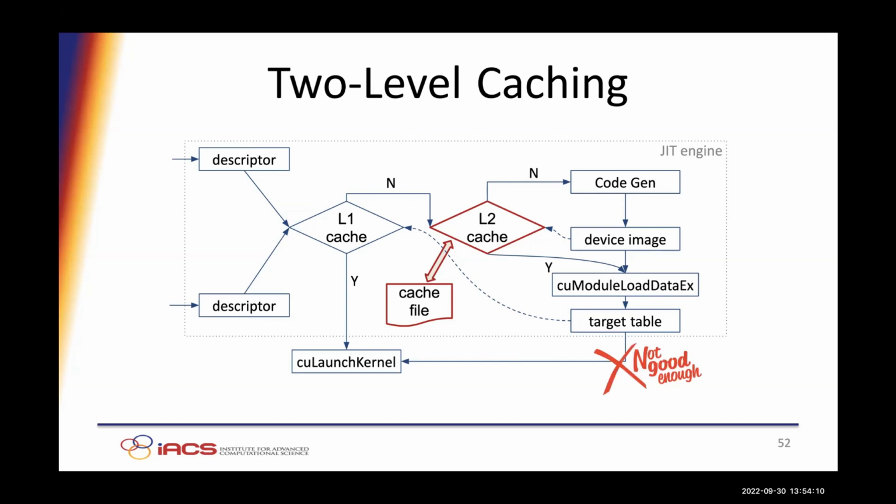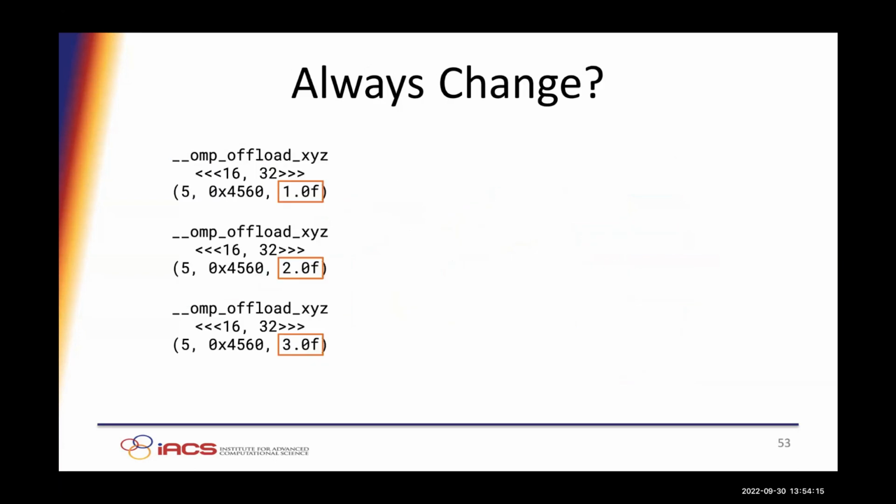So with a two-level caching system, are we good now? Well, almost. Let's look at this case. Here we have 3 kernel launches, but every time only the last argument is different. The rest are the same. Even though we have the two-level caching system, we still have to JIT 3 images.